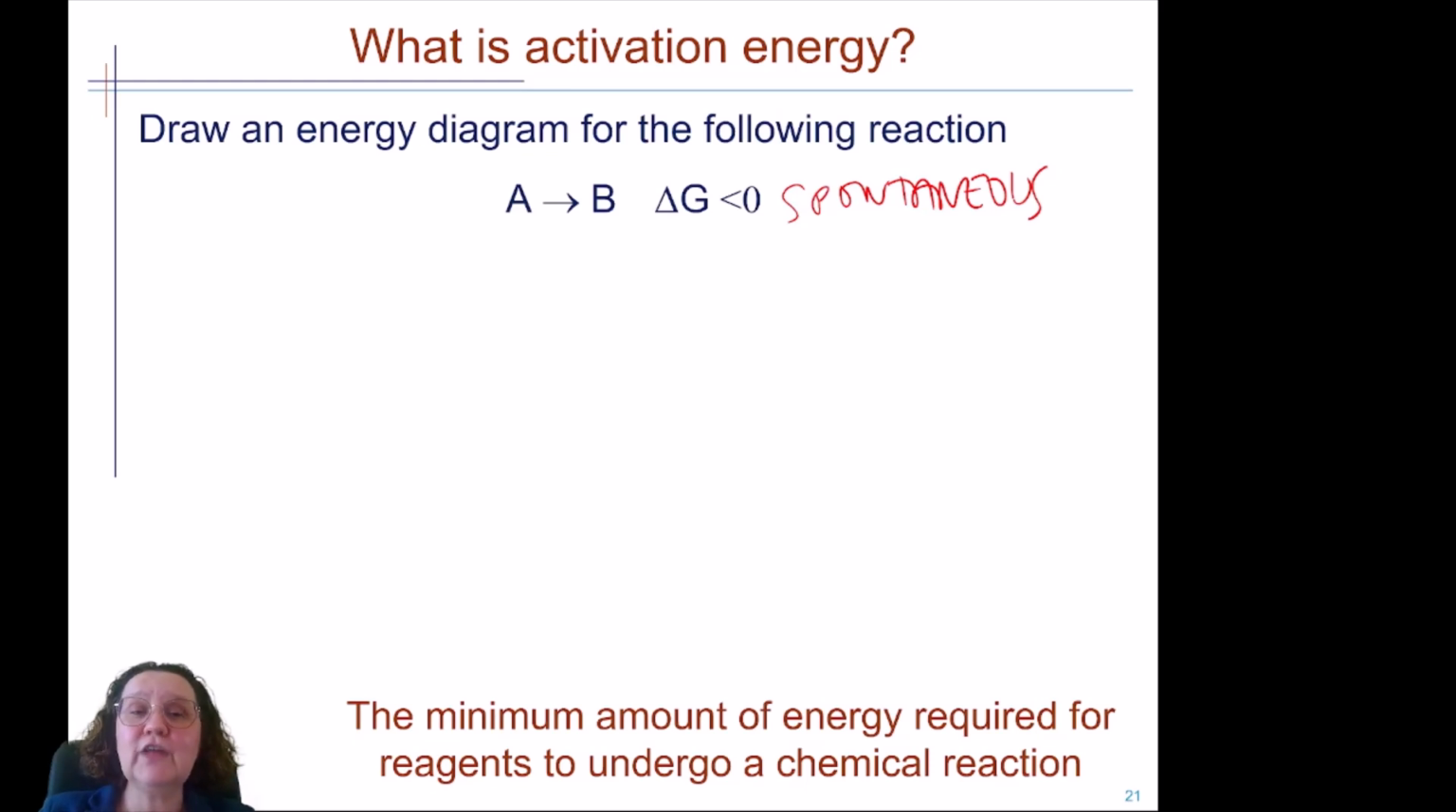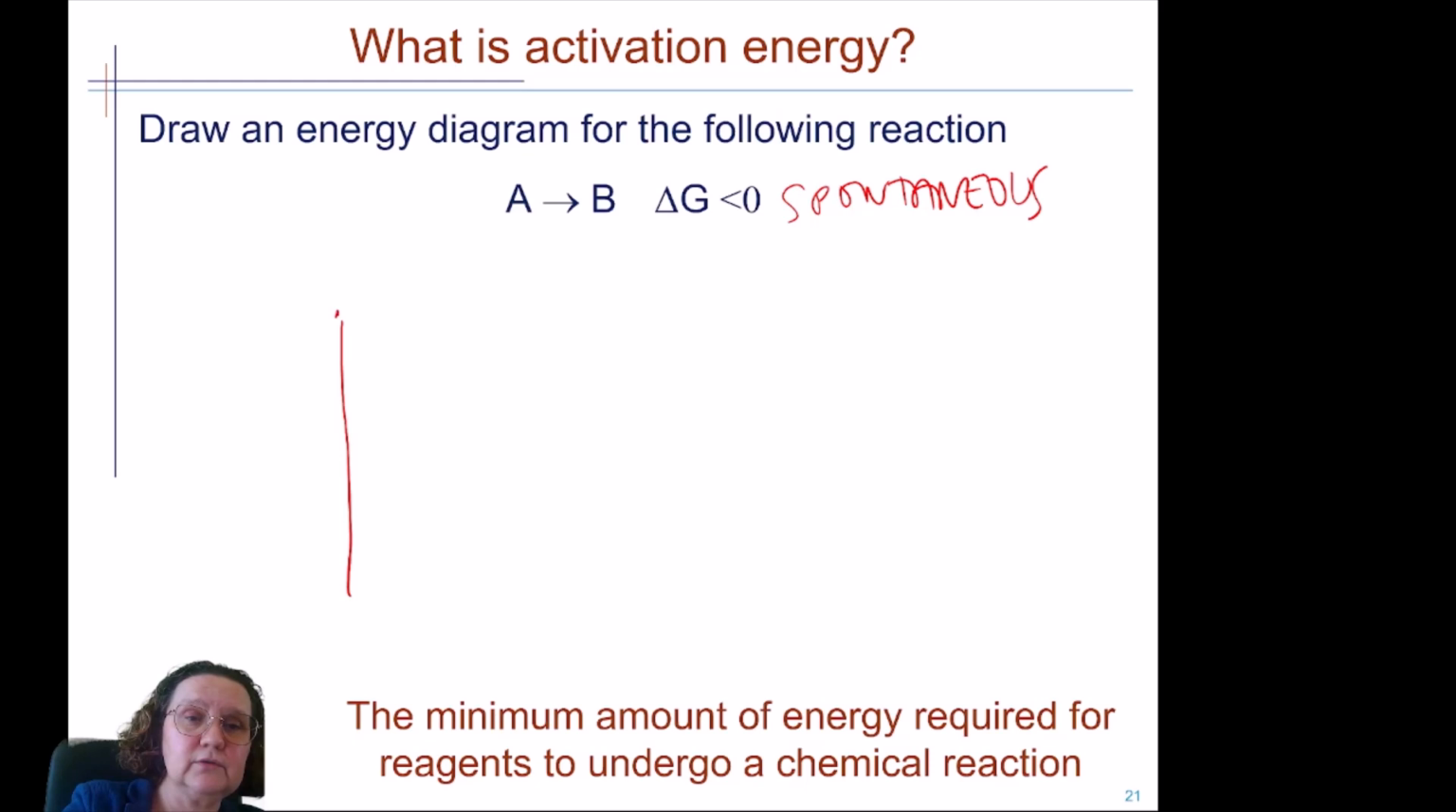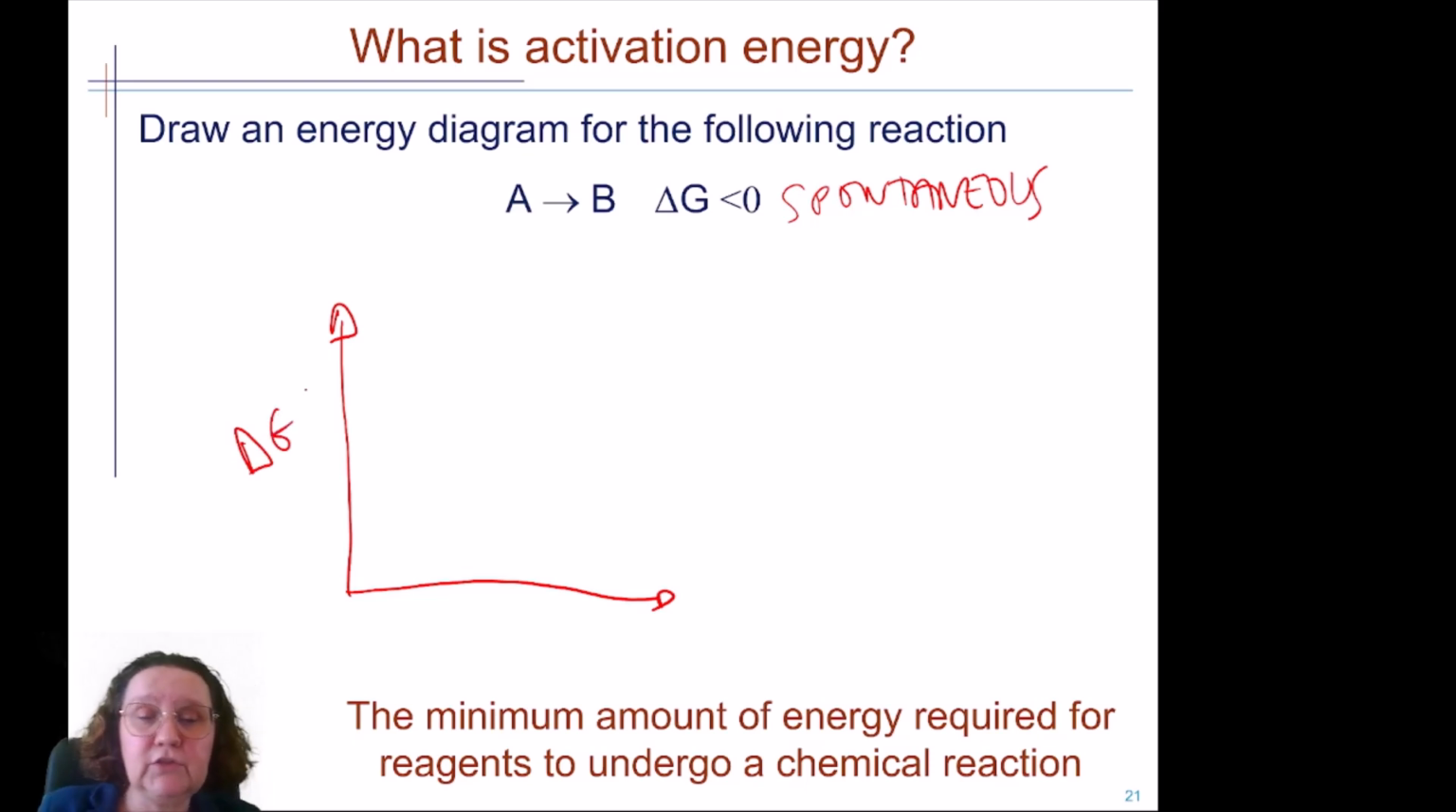So how would that energy diagram look? I'm going to just draw it to get you started. Imagine here would be energy, delta G, free energy, and this would be reaction. And I'm going to put my reagent A.